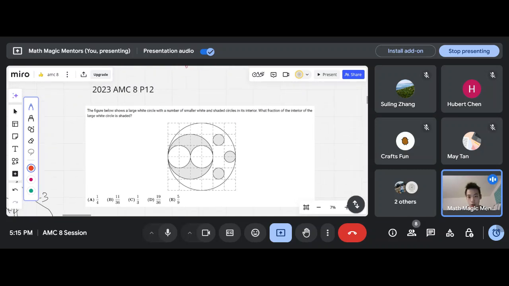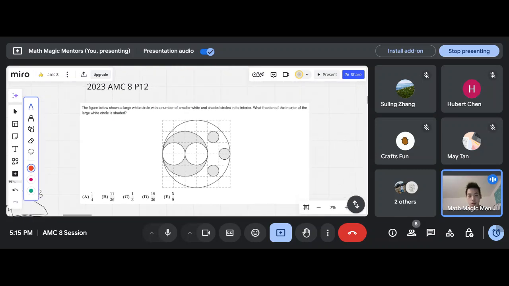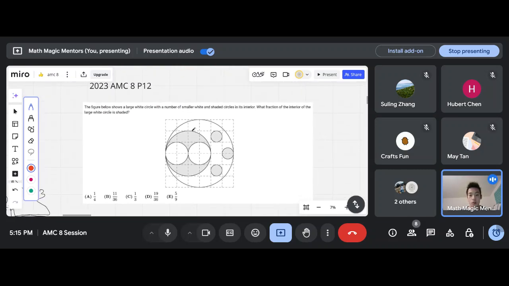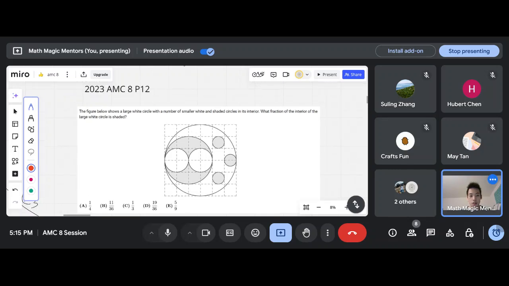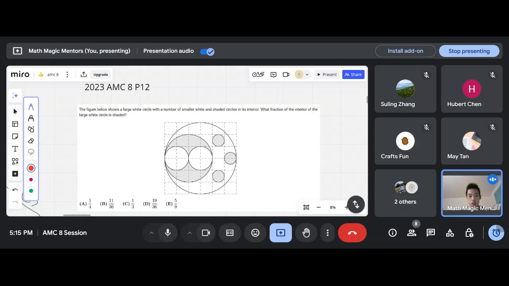So the figure below shows a large white circle with a number of smaller white and shaded circles in its interior. What fraction of the interior of the large white circle is shaded? Okay, that's interesting.